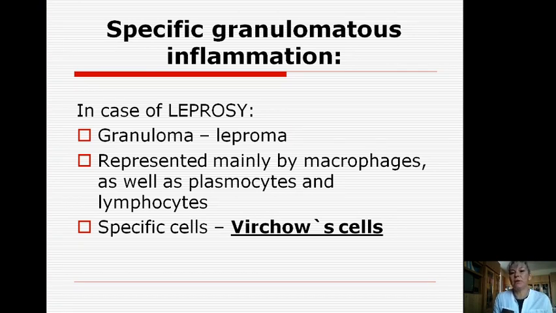The next specific granulomatous disease, leprosy. The granuloma is called leproma. What can we see? We see accumulation of many cells, but the specific cells are called Virchow cells, macrophages with accumulation of the etiological factor. But besides macrophages, we see plasmocytes and lymphocytes. Outcome of this granuloma is rough sclerosis with deformation of tissues.